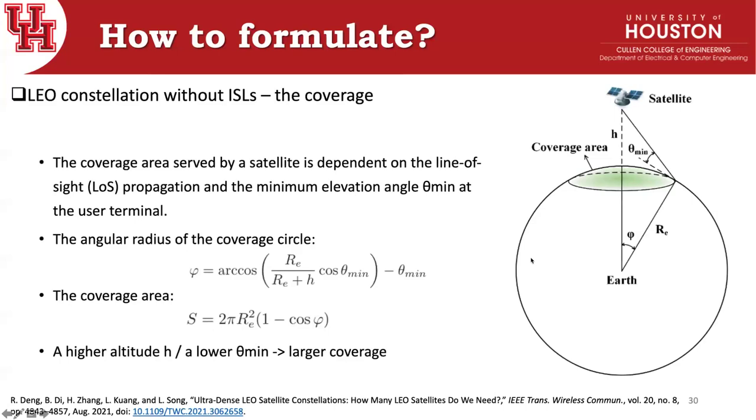And then there is the coverage of a satellite. The coverage area served by a satellite depends on the line-of-sight propagation and the minimum elevation angle theta min at the user terminal. For the angular radius, this angle phi here, we can use this equation to calculate the angle phi. And with the angle phi, we can get the coverage area with this equation to calculate S. Combining these two equations, we can conclude that a higher altitude H or a lower angle theta min can lead to a larger coverage.